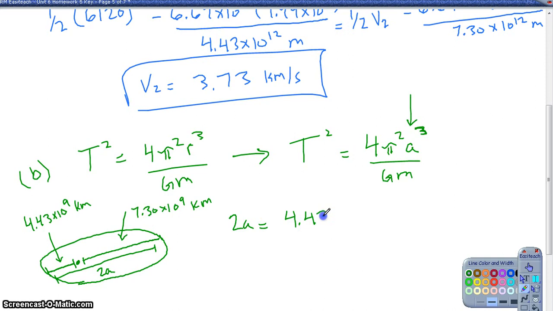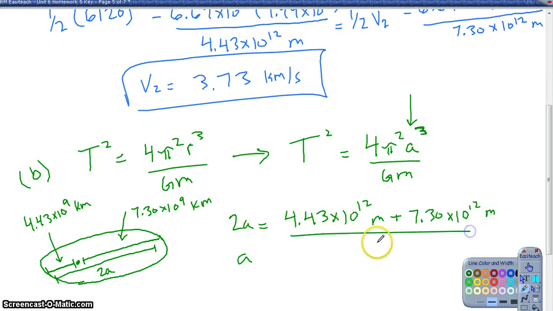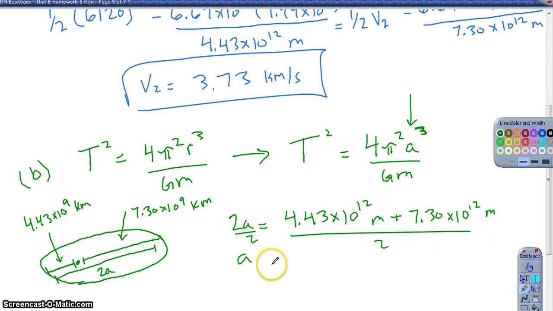So 4.43 times, I'm going to go ahead and convert this back to meters, so 10 to the 12th meters, plus 7.30 times 10 to the 12th meters. So really A is just obviously then going to be half of that measurement, right? I divide both sides by 2 and go from there. So calculating for A, obviously it's going to be midway between those two. And in fact, when I solved for A, I believe I get 5.865 times 10 to the 12th.